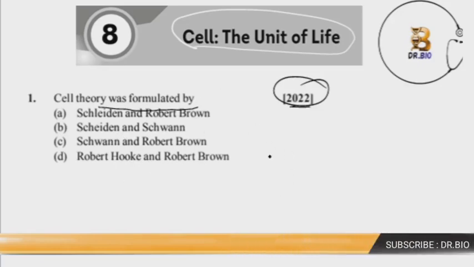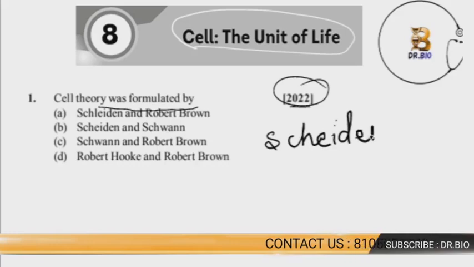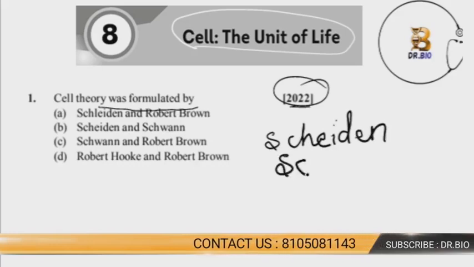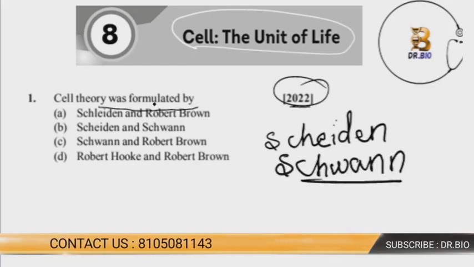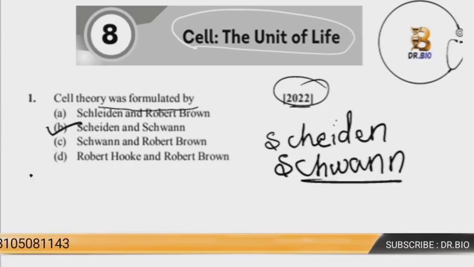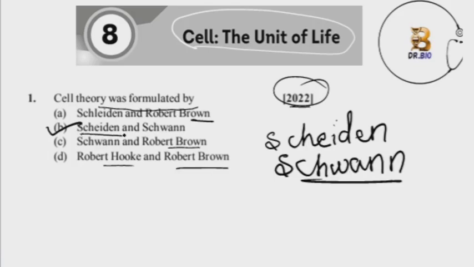As we all know, there are two important scientists who come into the picture, Schleiden and Schwann. These two scientists proposed the cell theory, so the option will be B. Schleiden and Robert Brown: Robert Brown is not related to this concept, and Robert Hooke is also not connected with this one. So that is why Schleiden and Schwann.